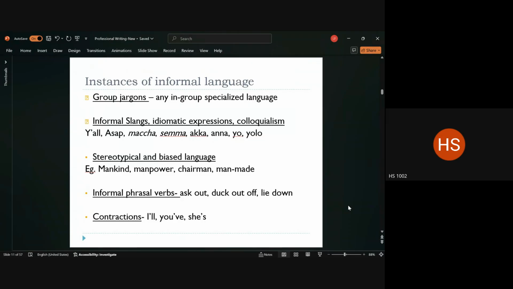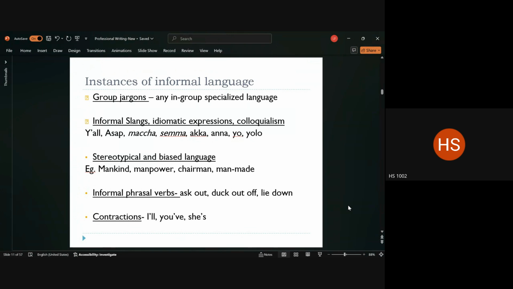Lie down, duck out, ask out, right? These are all considered very informal in nature. Do not use them in professional or formal writing, right?